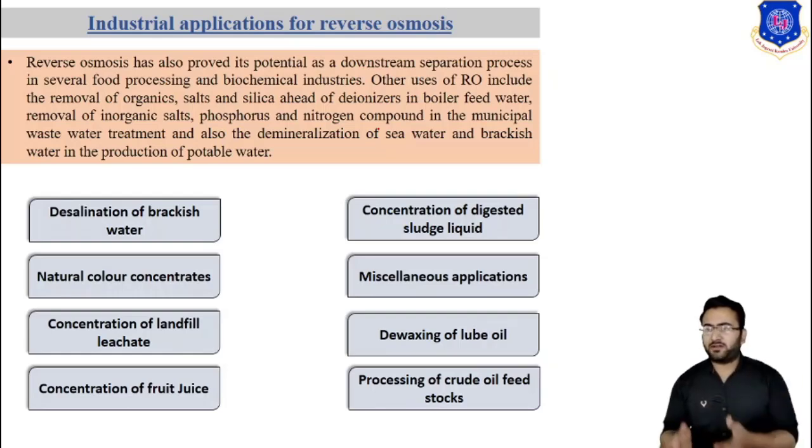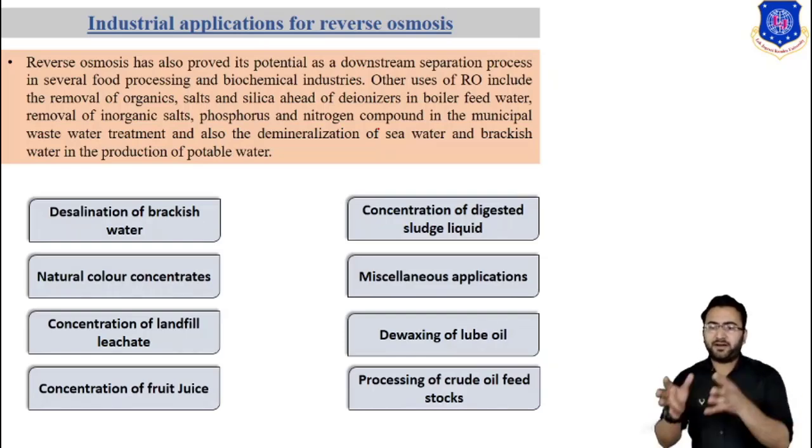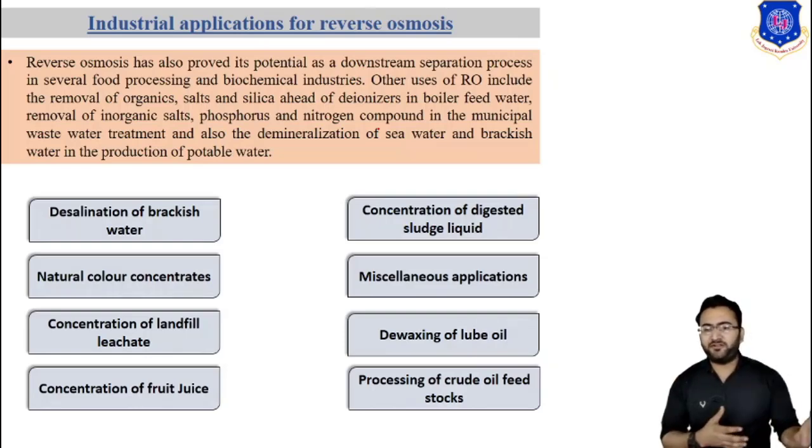It's also used for natural color concentration, concentration of landfill leachate, concentration of fruit juice, concentration of digested sludge, and also for dewaxing of lube oil and processing of crude oil feedstock. So these all are industrial applications of reverse osmosis. We will discuss all these applications in detail in the next session.